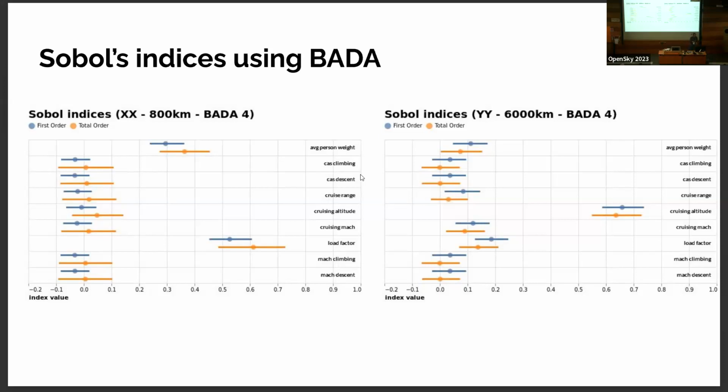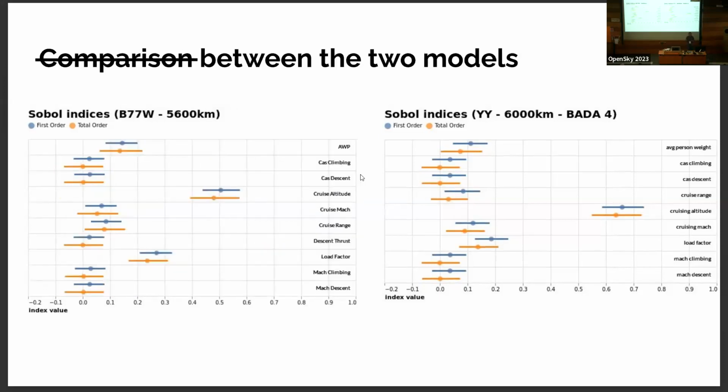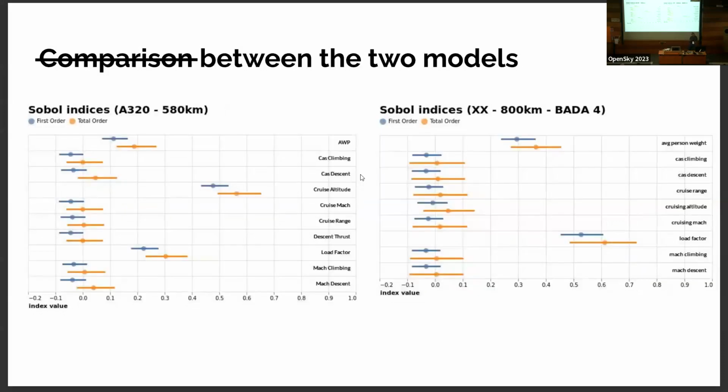Which, when I put them next to each other, so that's not a comparison, I'm just happening to put them next to each other, makes sense. We can find that there are similarities in the Sobol indices on the cruising altitude, with a little impact of the load factor. And here it's the same, so it's not exactly the same distance, but the idea is similar. And that's why I was telling you earlier that there is this little discrepancy.